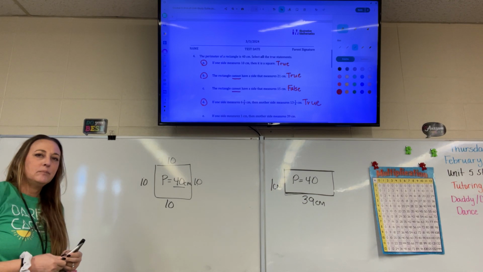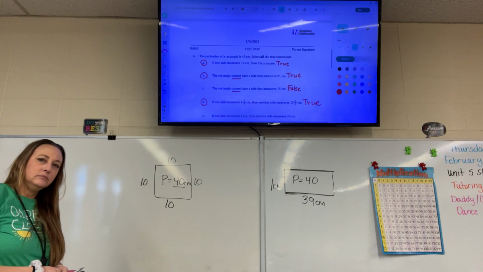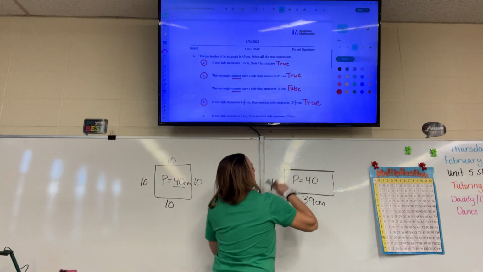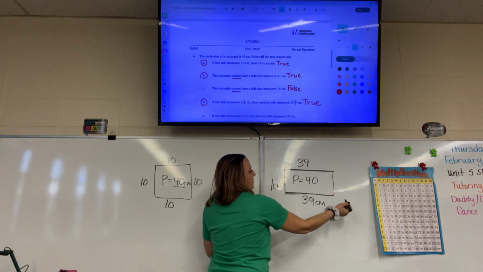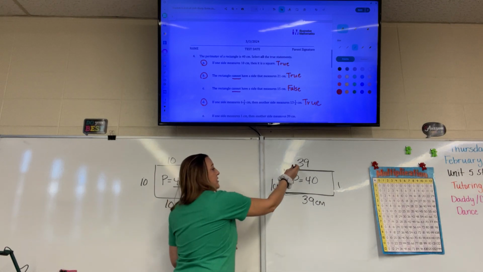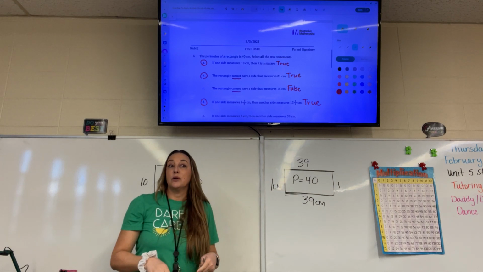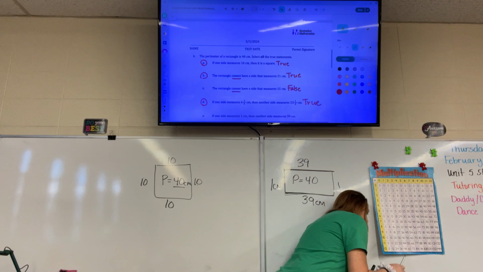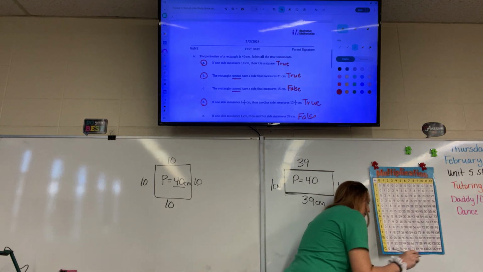Wait, no. How come? Because 39 has to be on the other side. So if this is 39, this would be 39. And what would this be? 1. And that won't work. And it wouldn't work because what's 39 plus 1? 40. That means we got the perimeter of just 2 sides, but we got to get all 4 sides. Good girl. Okay. So this one is false also.